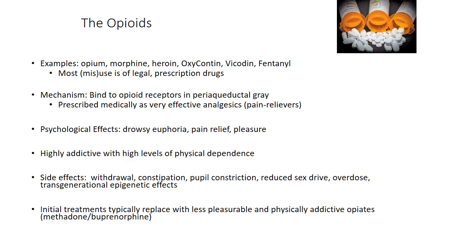Initial treatments for opioids typically try to replace the opiate with less pleasurable and less physically addictive opiates. So that's where methadone clinics come in. Buprenorphine is a newer version of that. So if you've heard of methadone clinics or buprenorphine, those are opiates that have less pleasurable reactions and less dependency associated with them, and you kind of wean off of opiate use.